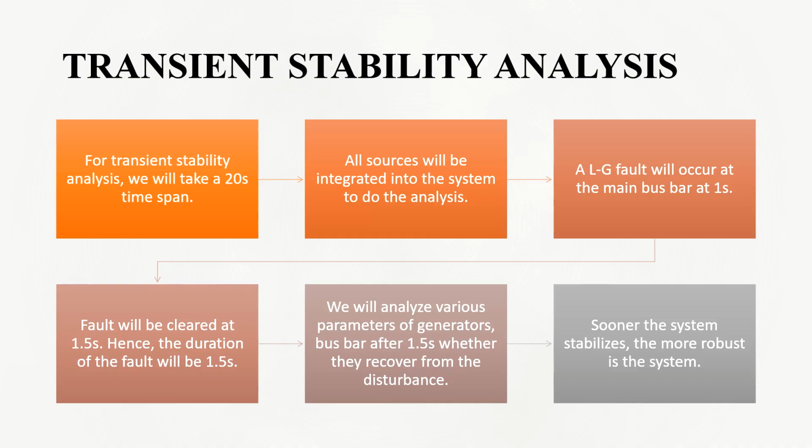Now we will do the transient stability analysis after the integration of the renewable sources. For this analysis, we will take a 20-second time span and consider all the sources in the system. We will integrate a line to ground fault in the system, which will activate at 1 second. The duration of the fault will be 0.5 seconds, so the fault will last until 1.5 seconds.